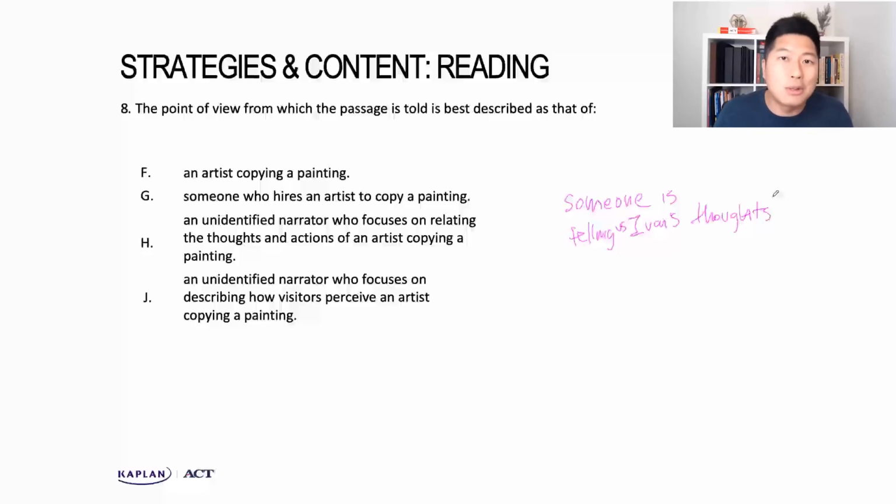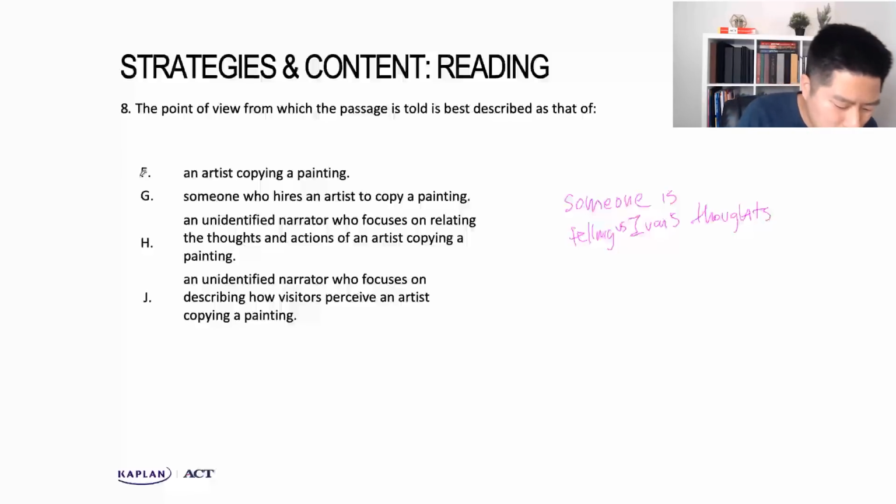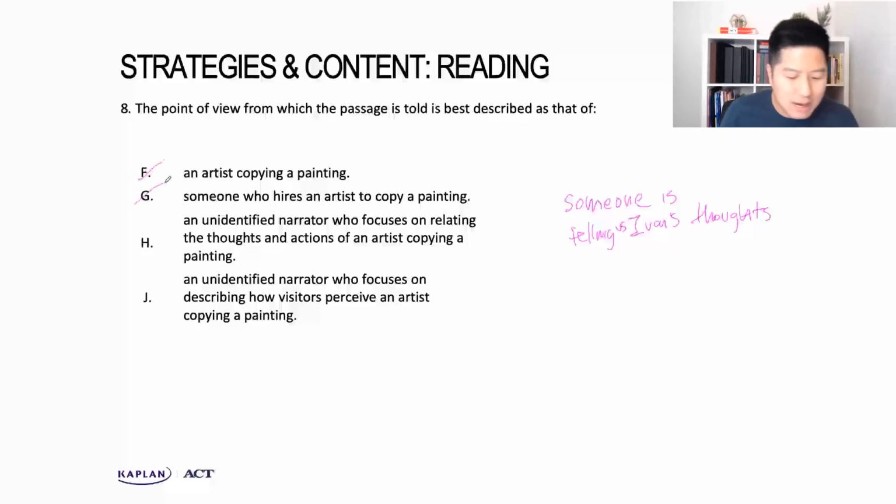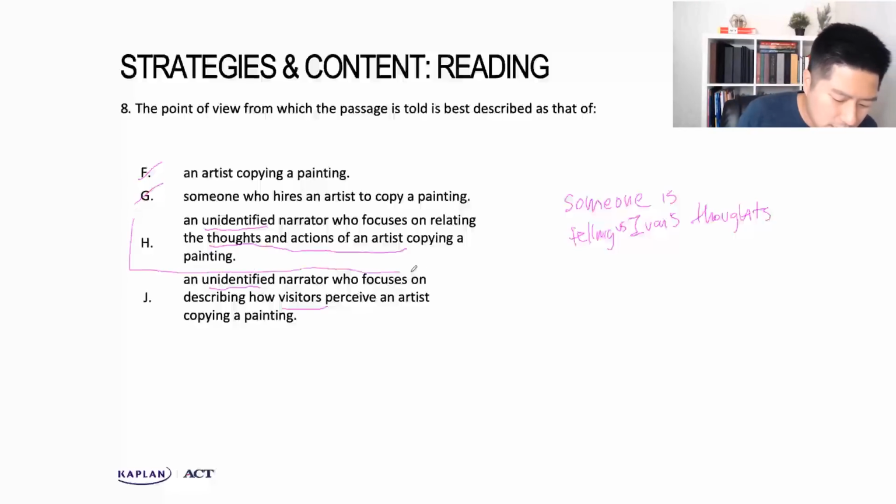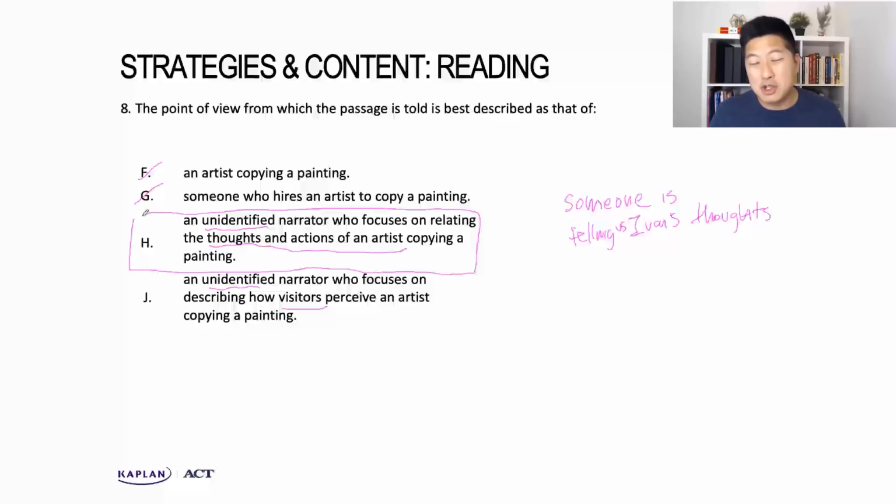Now, I don't know who that someone is. So I don't know if it's an artist or if it's the person who hired that artist. H and J both say that narrator is unidentified, which is great. H says it's about the thought and actions of an artist copying, and J is about the visitors. Now, I've predicted that this passage is about Ivan's thoughts, so H is the perfect match for that prediction, and I can confidently move on. Let's try that strategy out on the next question.